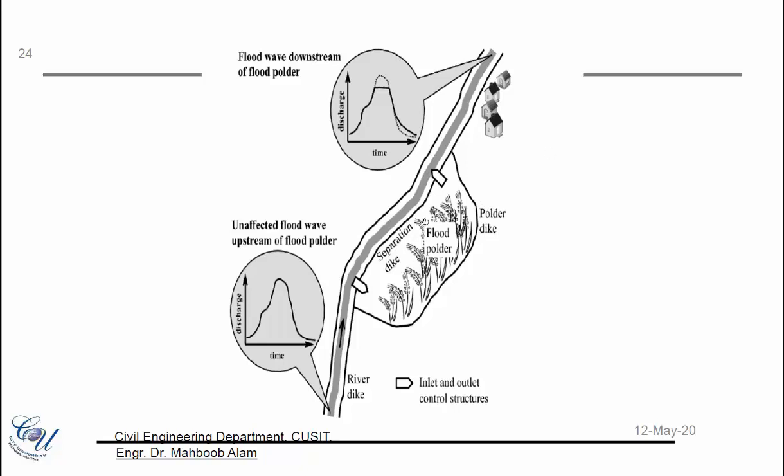This is another example where you are diverting water to a certain area and then releasing it back to the river so that the locality is saved from the high discharge volume. The hydrograph would obviously be reduced something like this.